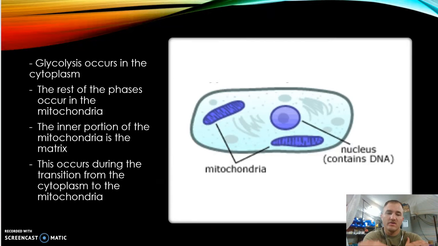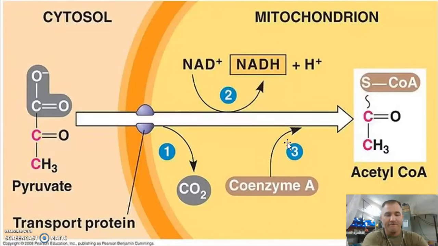So here's a little image of where all this is taking place. Glycolysis occurs in the cytoplasm, the little green areas here, and then the rest of the phases are going to occur inside the mitochondria. The inner portion of the mitochondria is referred to as the matrix. The process we're talking about is basically the transition phase from the cytoplasm to the mitochondria. So we're out here and we're trying to get in.